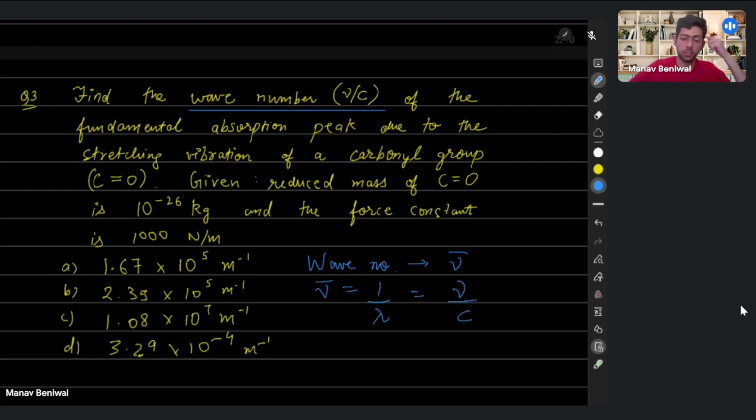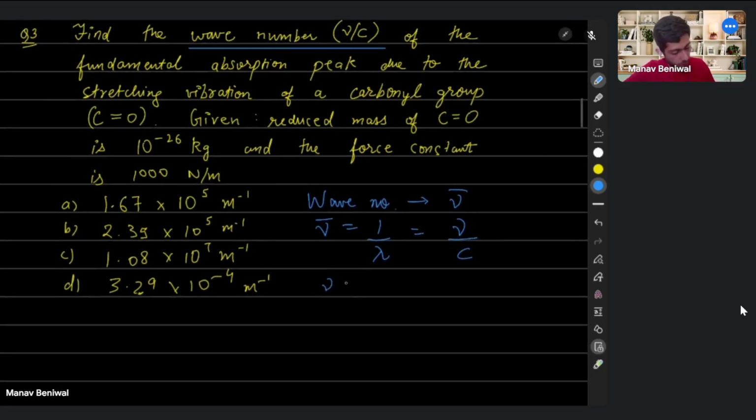So this is another way to express the frequency of electromagnetic radiation, and it is commonly used in spectroscopy. Okay, and this is how they are related. To find the wave number of the vibrational absorption peak, we will use the same formula which we used in problem 1. In problem 1 we used the formula for nu. If you remember, the formula was this, and then we substituted for mu in terms of m1 and m2.